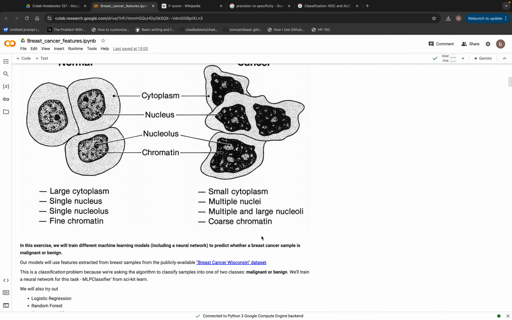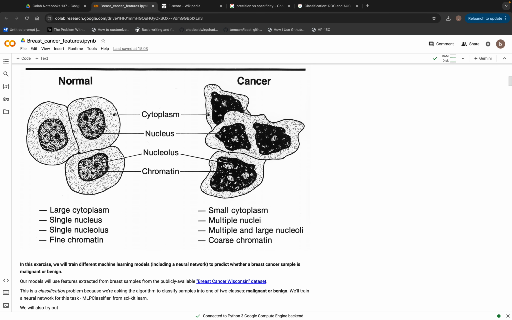So once again, as a reminder, this is going to be larger nuclei and maybe multiple nuclei, and that's how you're going to tell the difference between them, and larger cells in general compared to the more normal cells.